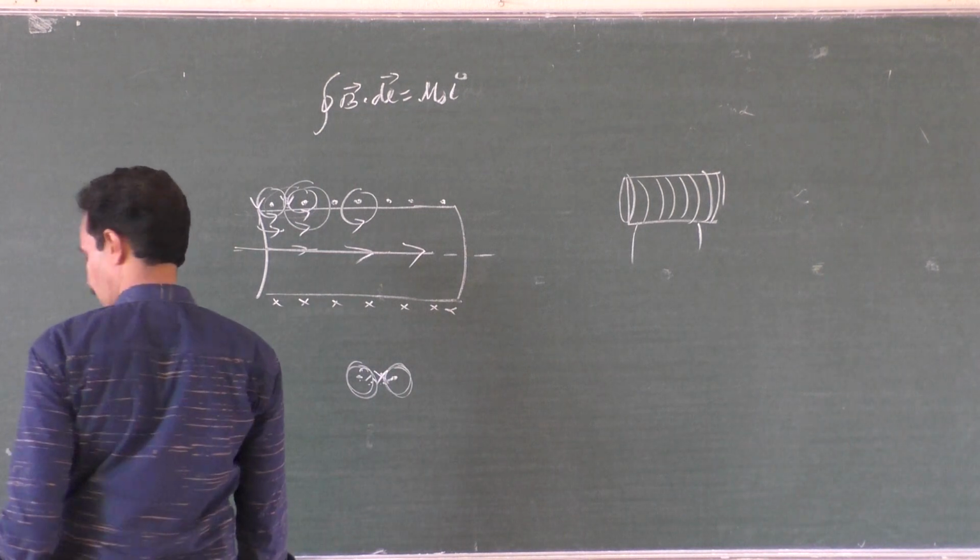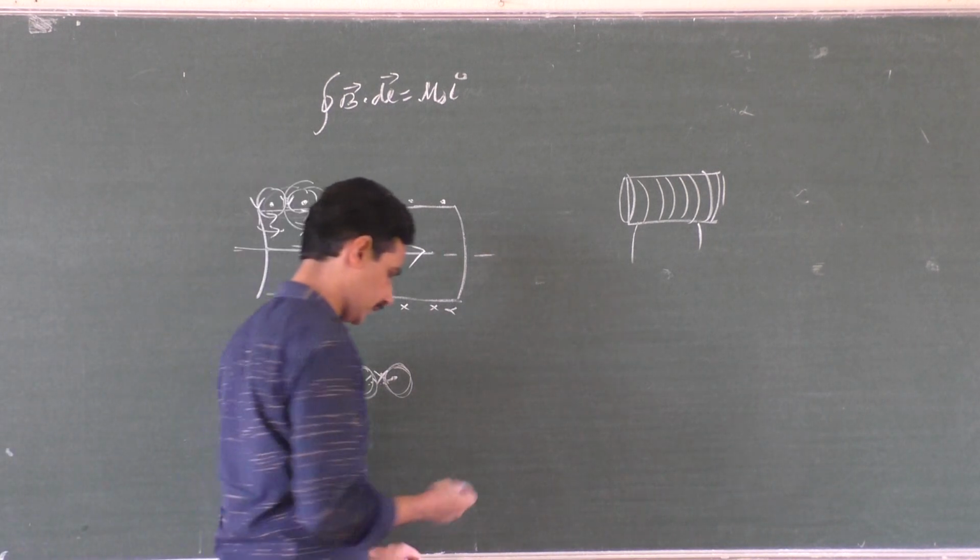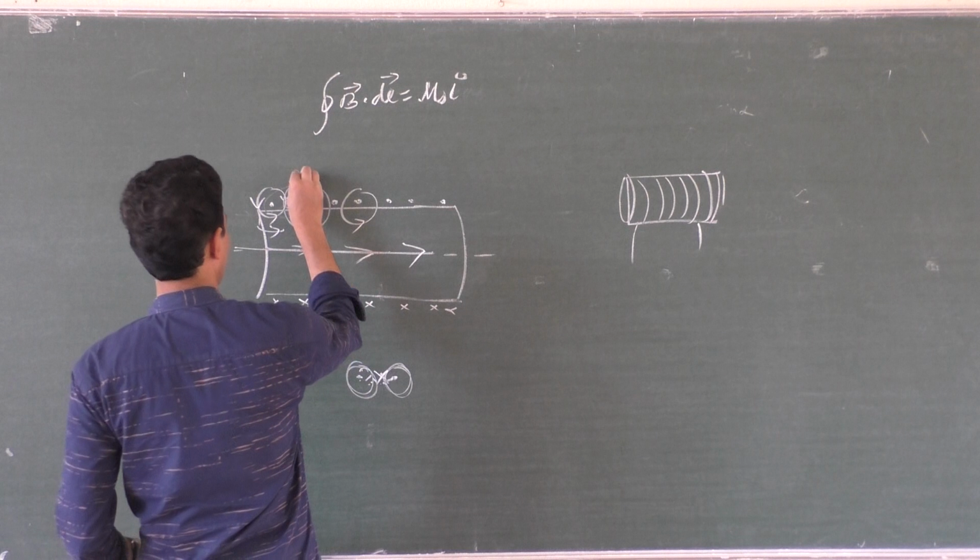I don't have color chalk here. I need one color chalk. Yeah, you need an Amperian loop here. You have got the color chalk, so now you have to apply the Amperian loop.